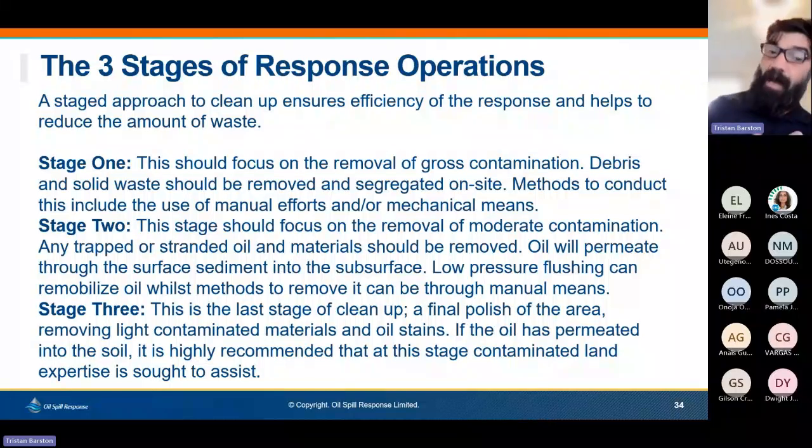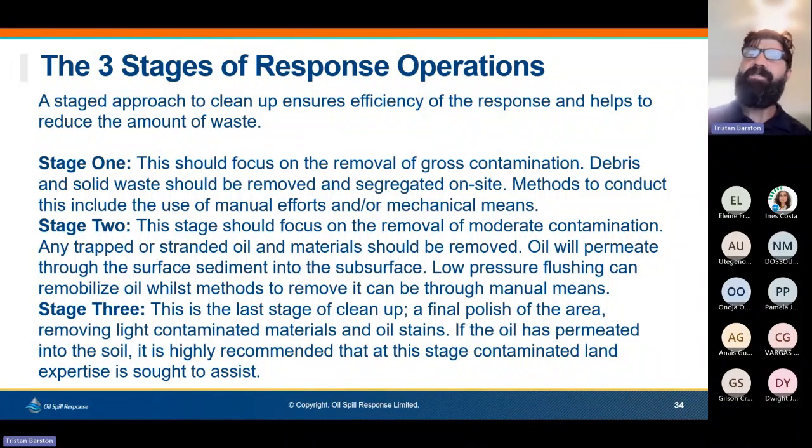One of the good things that I've seen being used on many responses is this low pressure flushing, where we use fresh water to mobilize that stuck oil into a particular area where we can skim it, where we can use vacuum trucks, or where we can use sorbent material to recover. And then last but not least, obviously, this is stage 3. This is the last stage, the final polish of the area. This is where we're looking to get the impacted area back to how it was before the spill happened.